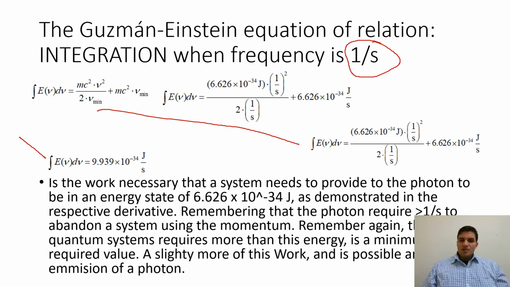Remember again, the quantum system requires more than this energy. It's a minimum required value. A slightly more of this work makes possible the emission of a photon. But this is the minimum quantity of work required to be at the mc squared value.